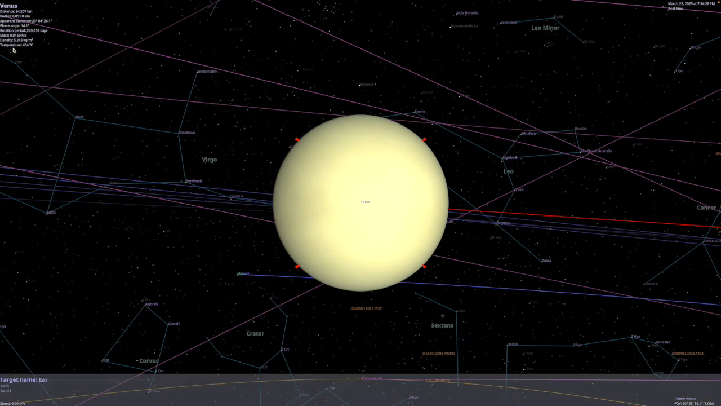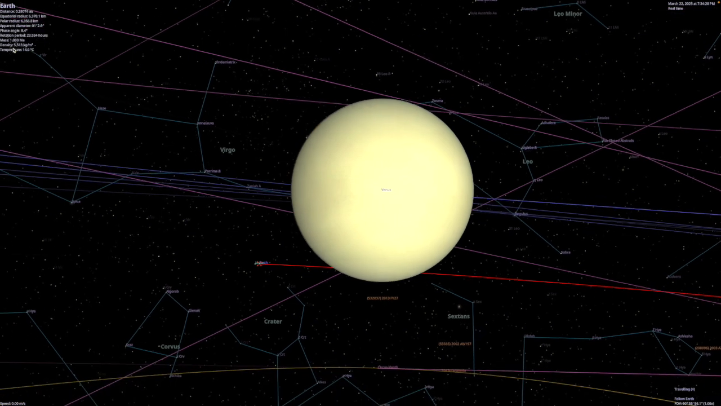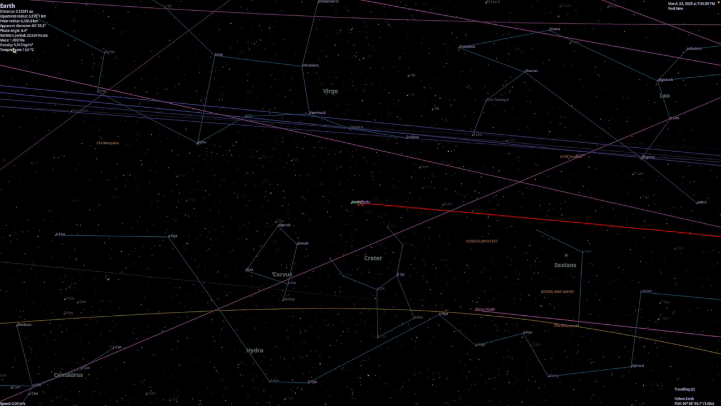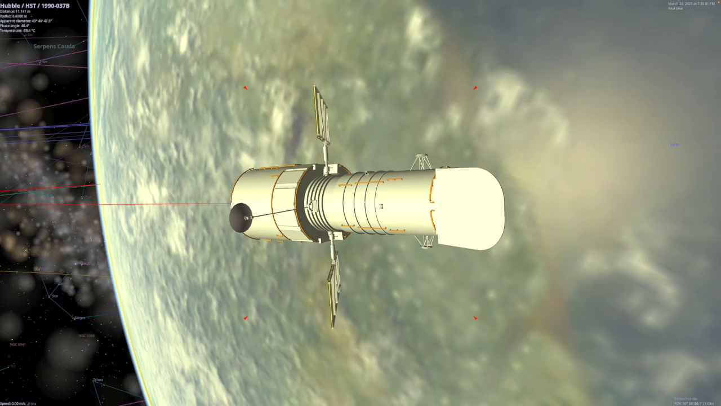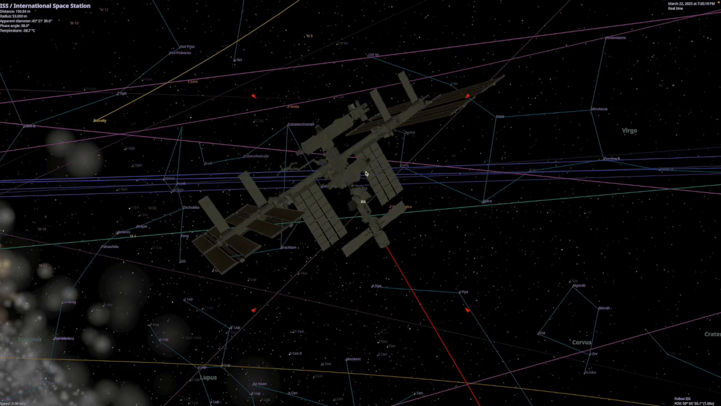Speaking of Earth, the next planet is Earth. So here it is, Earth. The planet with life and the one that we live on. It's 15 degrees Celsius, and its equatorial radius is 6300 kilometers, and the polar radius is also 6300 kilometers, so it's pretty spherical. And there you can see the Hubble Space Telescope. Here's the Hubble, and there's also the ISS. Here it is.